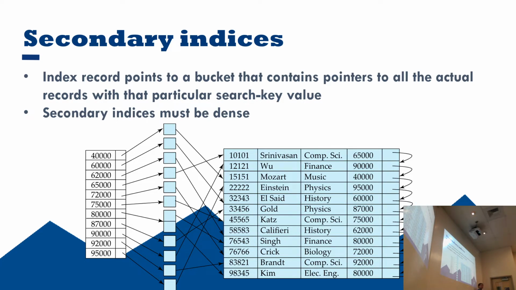All right? Now for this, it must be dense, because for this relation to work, okay, you have to have a one-to-one. Does that make sense? So let's take a look at this. Okay, 40,000 corresponds with this bucket. This bucket corresponds with 15,151. All right, is that complicated? Probably.